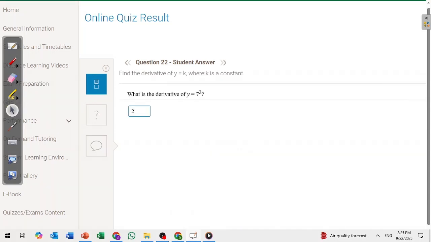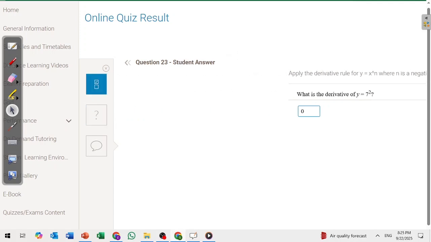The derivative of 7 squared, it's a constant, so it's immediately 0. Don't get tricked by the power. If there's no x, it's immediately 0.